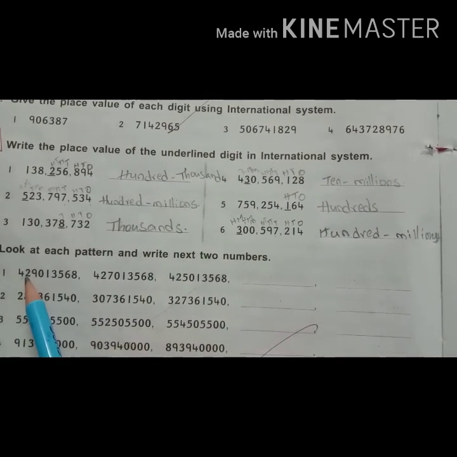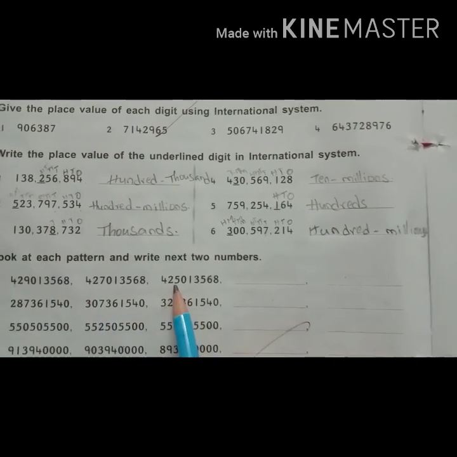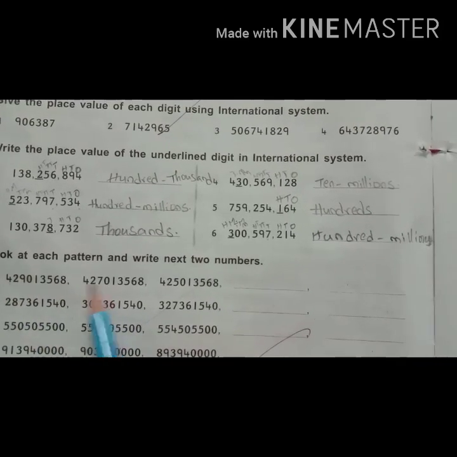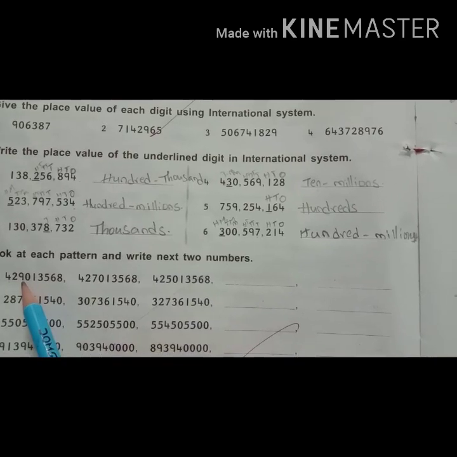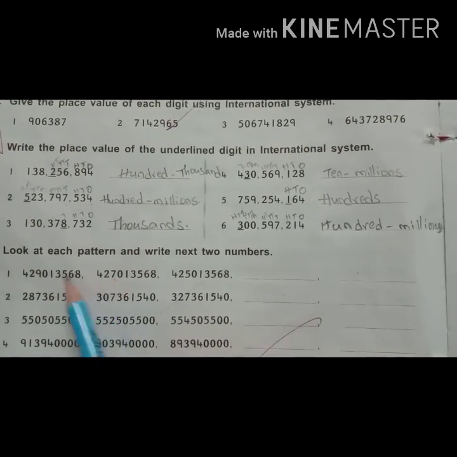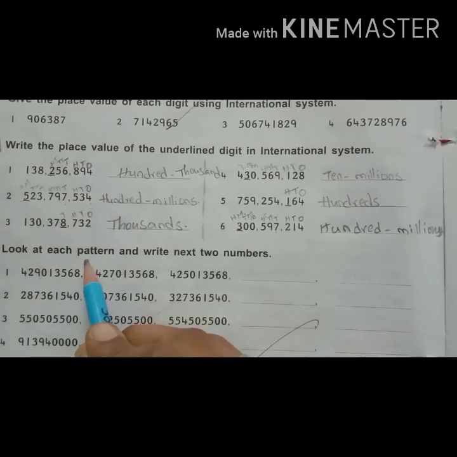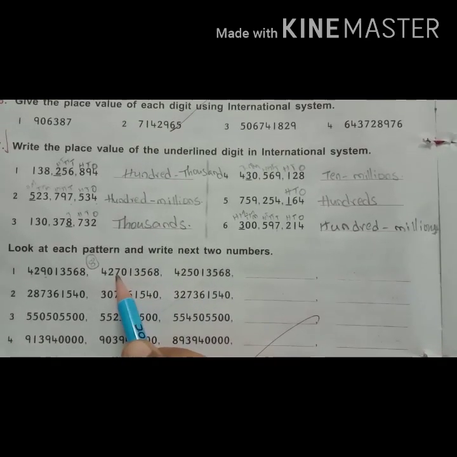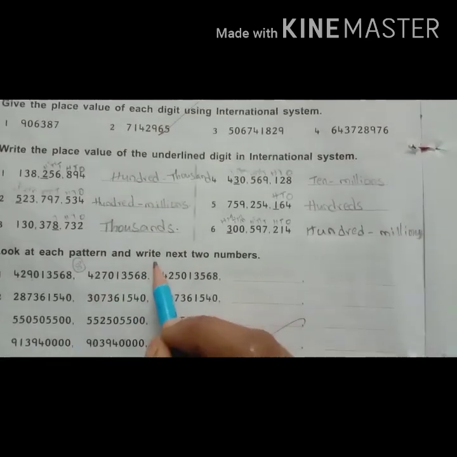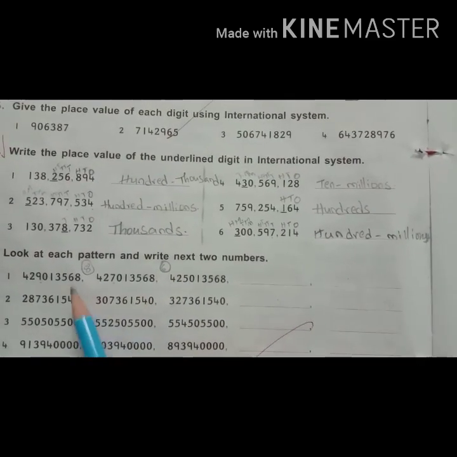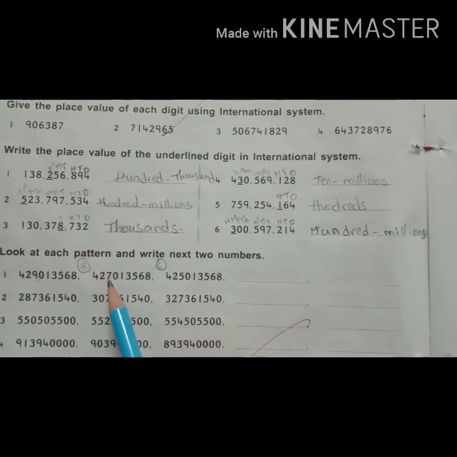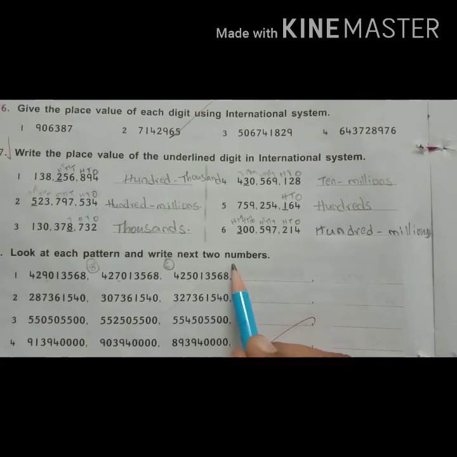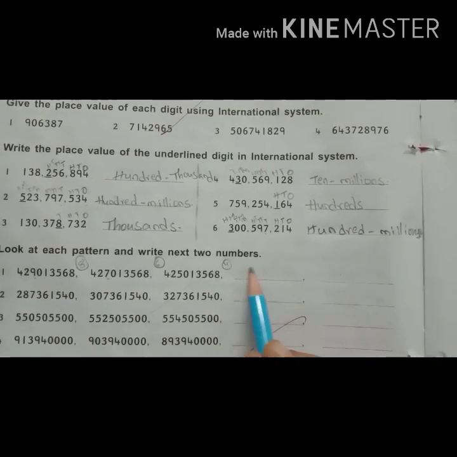Again, what is the next number? 2. 2. Here 2. And what is the next number, children? 9. Here 7. Which number is missing? In between 7 and 9, what is the number? Here 8 is missing. Next you see 7 and here 5. In between 5 and 7, which number is missing here? 6. Okay, did you understand? 9, 8, 7, 6, 5. So here which number do we have to miss? Tell me, children. 4 we have to miss and write here 3.